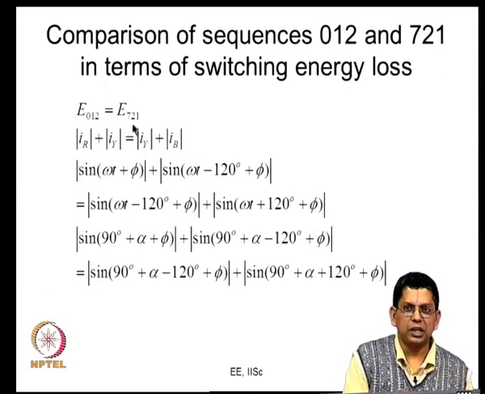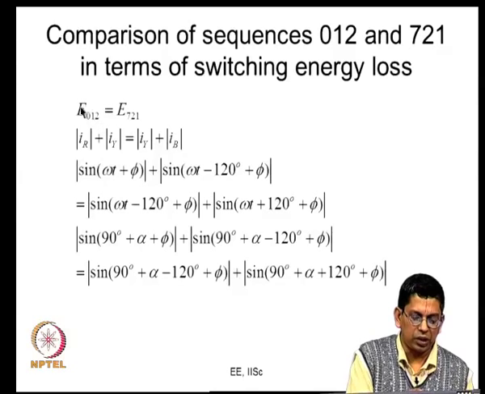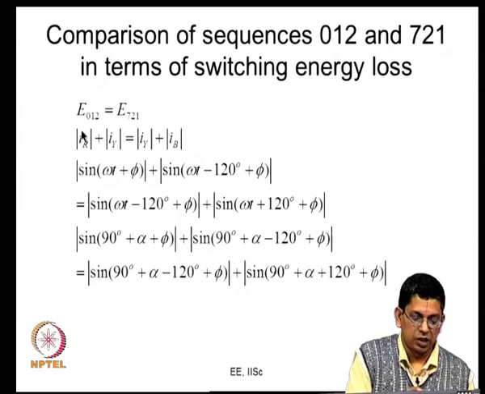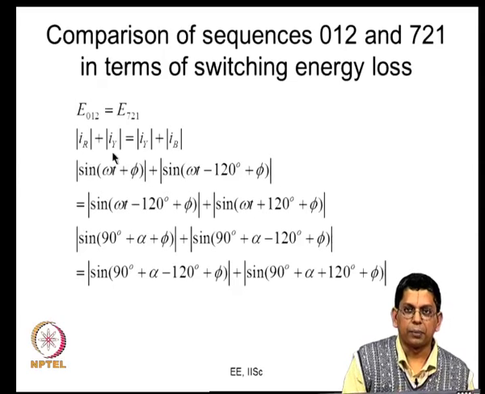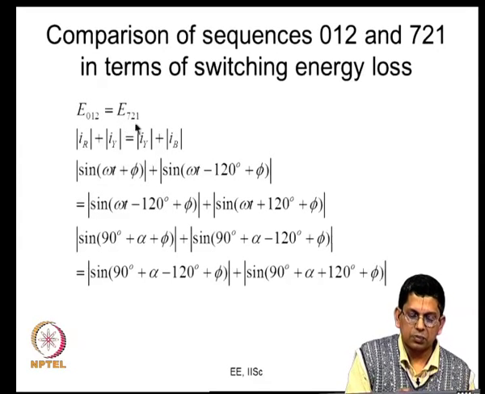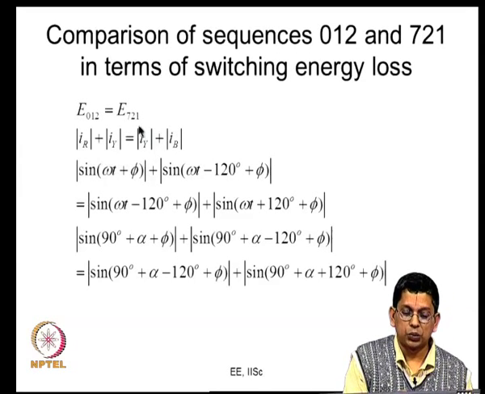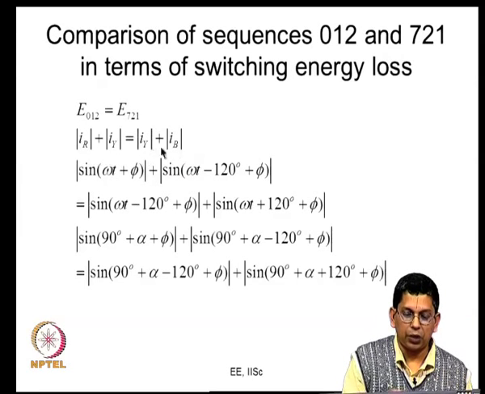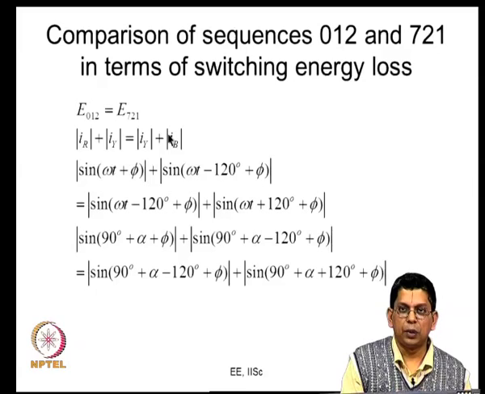You compare them based on the energy lost. How is the energy lost? The total energy lost in a subcycle with 0, 1, 2 and 7 to 1. How much is the energy lost here? I am talking of normalized energy lost. So, this E012 is actually given by the unsigned value of IR plus IY, and this loss, if you are applying 7 to 1, you are switching Y phase and B phase, you are not switching R phase. So, the loss is given by the unsigned value of IY plus unsigned value of IB.